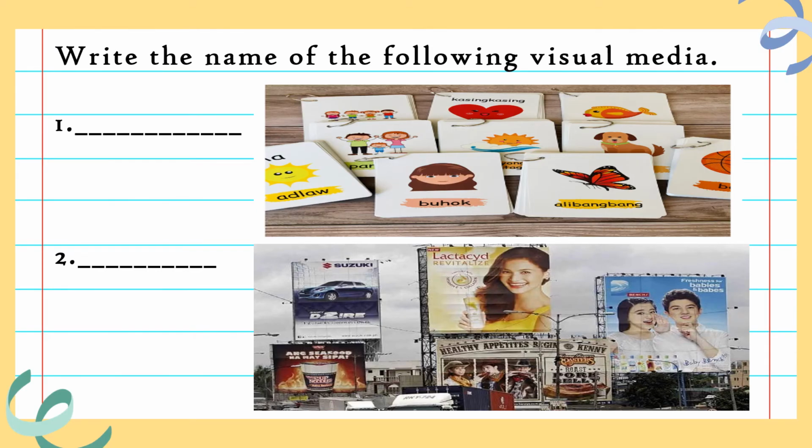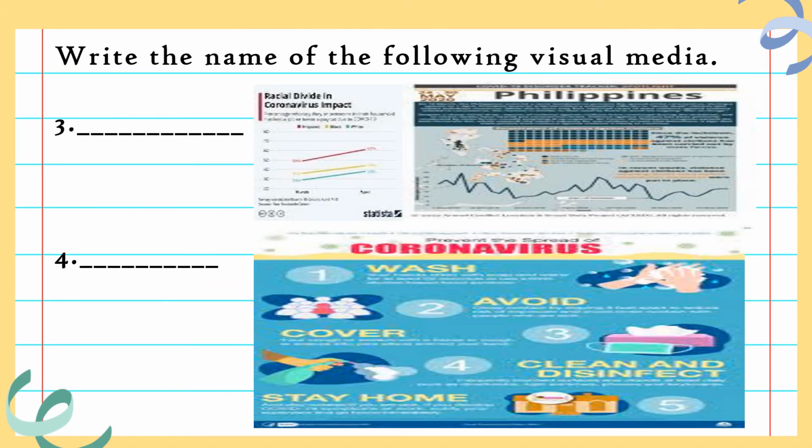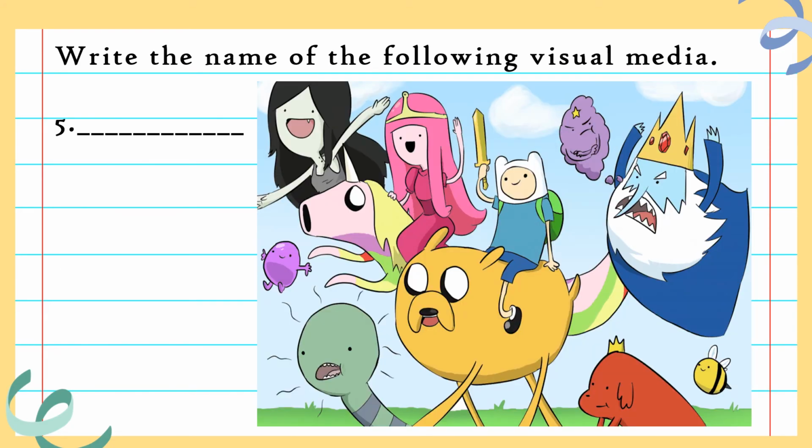Okay, so right now you are going to write the name of the following visual media. So yes, you are correct. Number one is a flashcard. Very good. Number two is a billboard, or I mean, are billboards. Next, yes, this is an infographic. Very good. Number four, correct. This is a poster. And the last one, what is this? Good job. It's a, or they are cartoons.